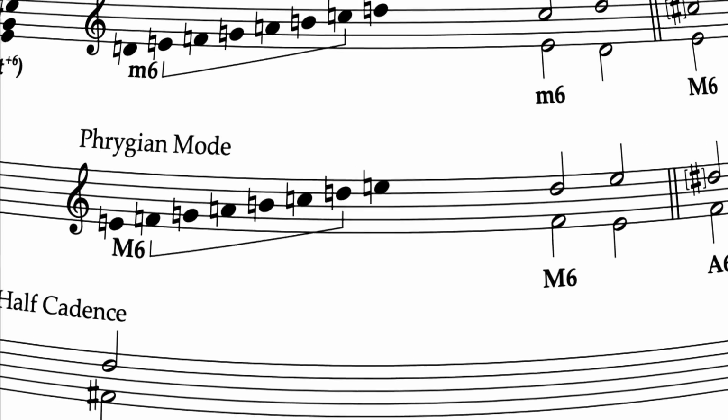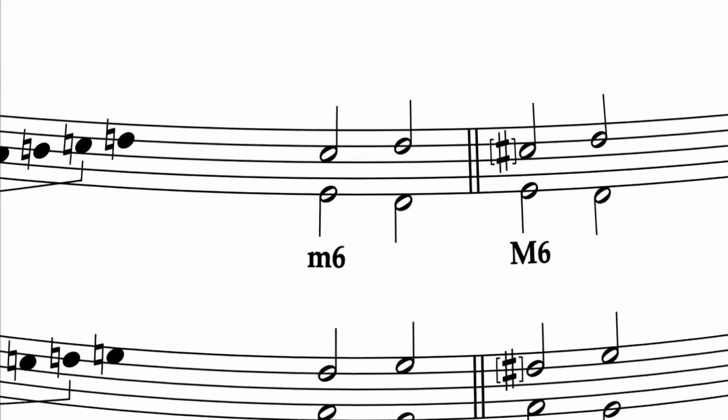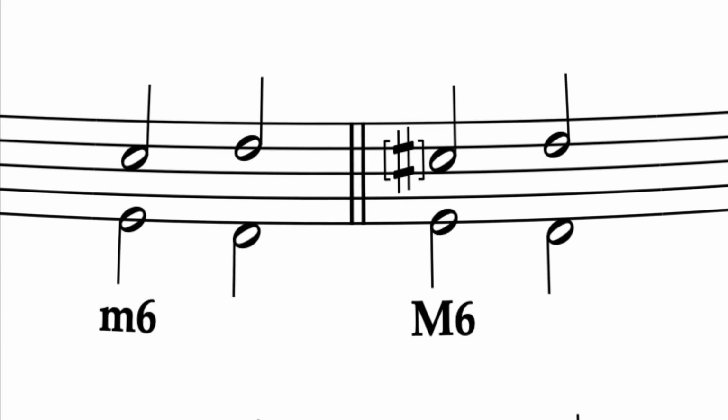But other modes, like Dorian for instance, don't have an upper or a lower leading tone. They have a minor sixth. To give cadences a sense of finality and arrival, performers would alter certain notes in order to get that major sixth, most commonly by creating what we would call a leading tone.